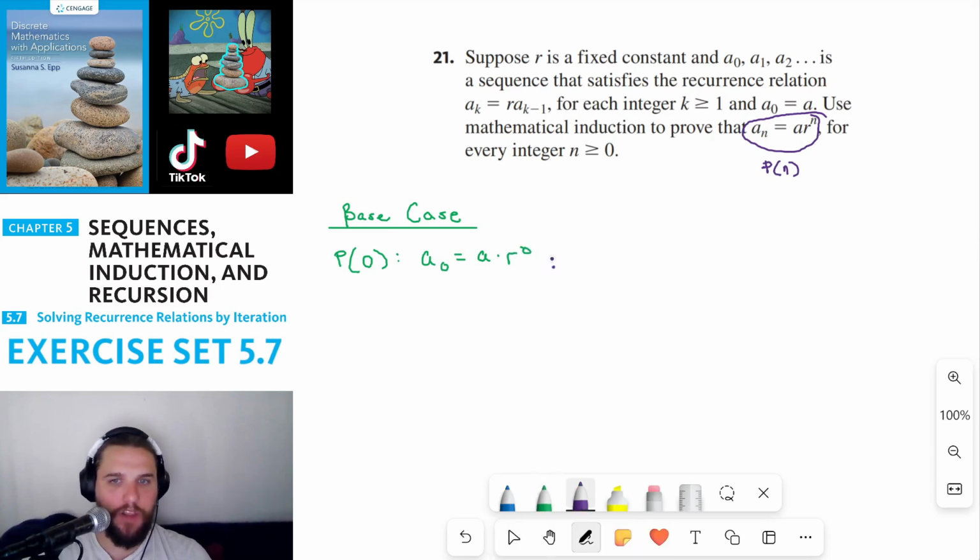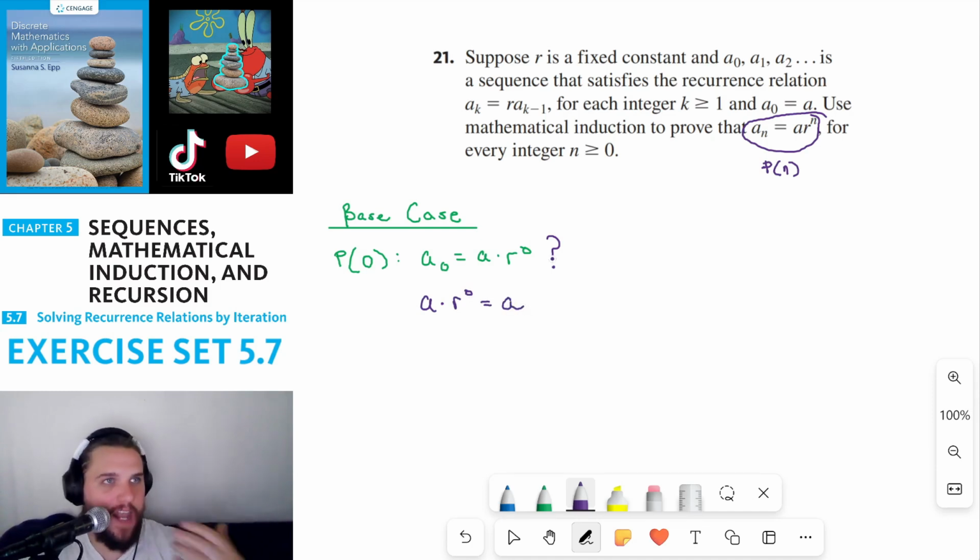I'll put a question mark here just to emphasize that we're not trying to assert this. We're trying to prove this. So by asking the question, we can now check to see if this is true. Now, a times r to the 0 is just a, since anything to the 0th power is 1, with exception to 0, although I think the author meant to include in the directions that r cannot equal 0. But putting that aside, we're assuming that r cannot equal 0, so that r to the 0th power is just 1, so a times r to the 0th power is just a.